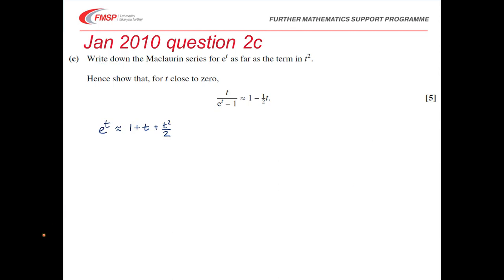There is an alternative way of approaching this, and that is to start with a multiplication rather than a division. So we'll consider e to the t minus 1 multiplied by 1 minus a half t. Again, substituting in the series that we've just written down. Simplifying.